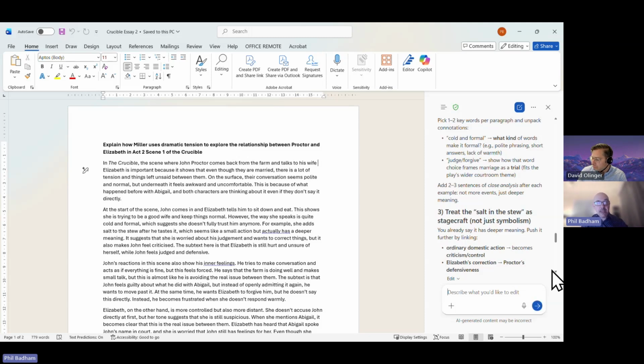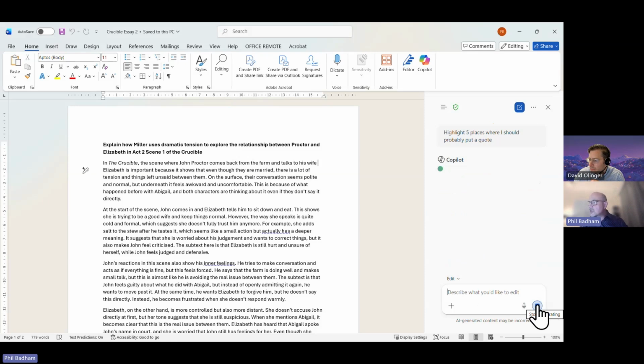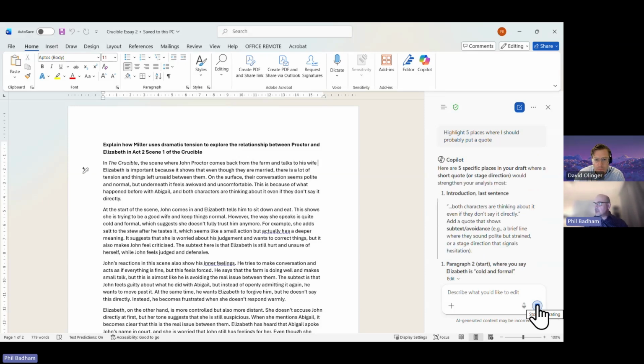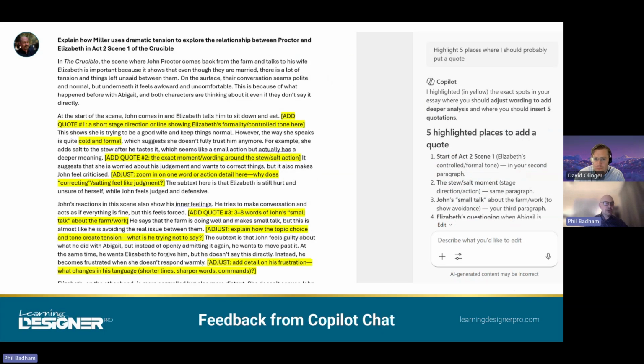And finally, if I really wanted to, I could say, right, okay, I think the main thing is that I need to provide some textual analysis and some textual reference points. So can you highlight 5 places in this essay where I should probably put a quote? And what Copilot will then do is put in 5 specific places in your draft where a short quote would strengthen your analysis the most. And if you start working with it, it will actually start to put those into your document.